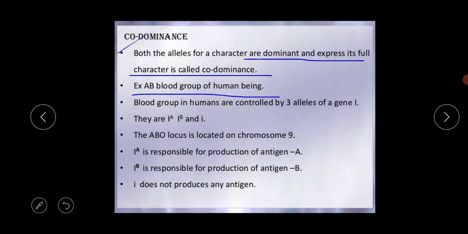The next example is the ABO blood group system of human beings. Normally, blood groups in humans are controlled by three alleles of a gene I.